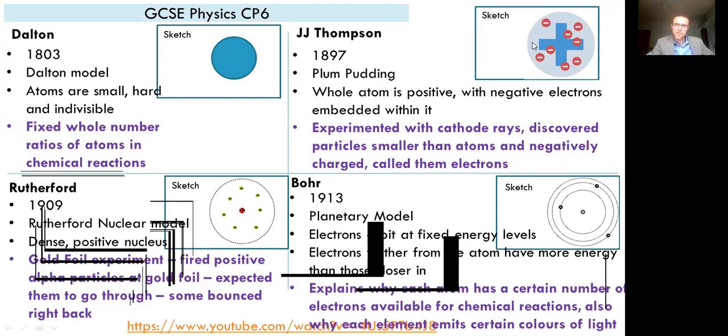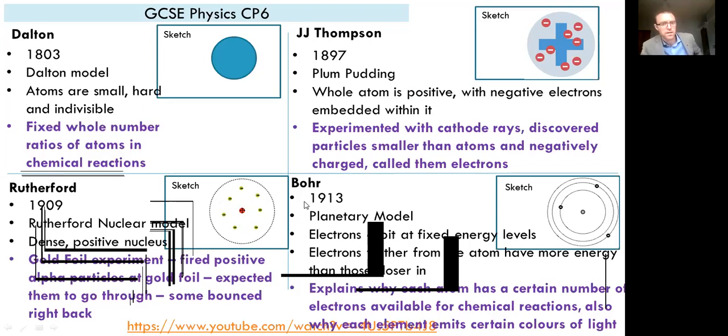He expected, if it was J.J. Thomson's model, that the alpha particles would just go straight through, but instead some of them bounced right back. Now that showed that them bouncing back showed there must be a small, dense, positively charged nucleus at the center of the atom, and that's why he developed his model.